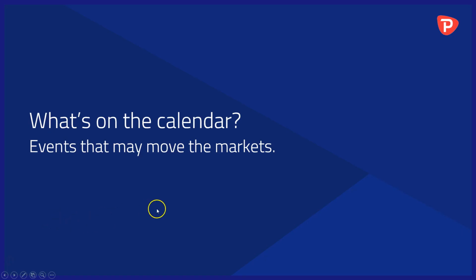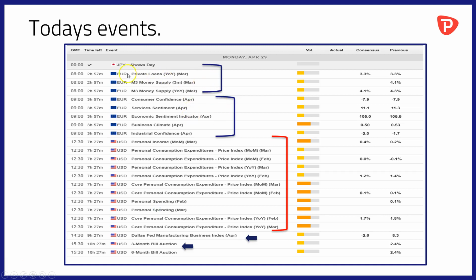Okay then, what's on the calendar? Events that may move the markets today. Well, first of all, let's just point out that it's the start of an extended holiday in Japan, and we'll come back to that a little bit later in the video, but Japan on holiday for Golden Week and the coronation of the new emperor.